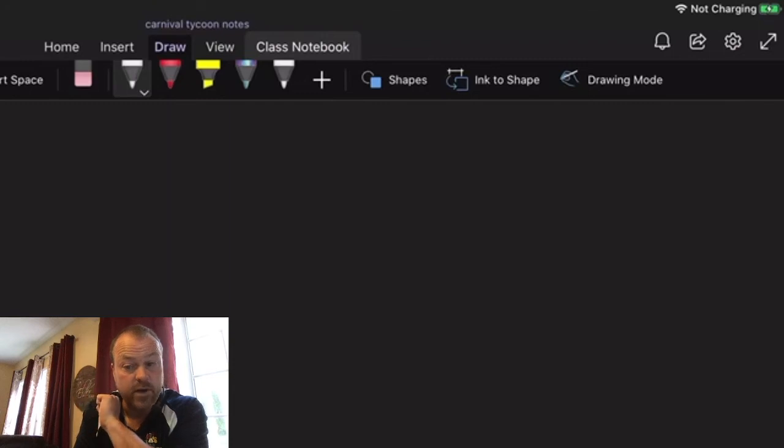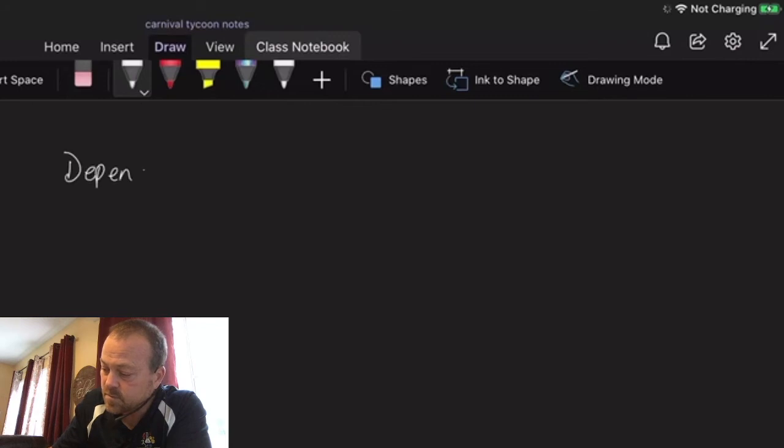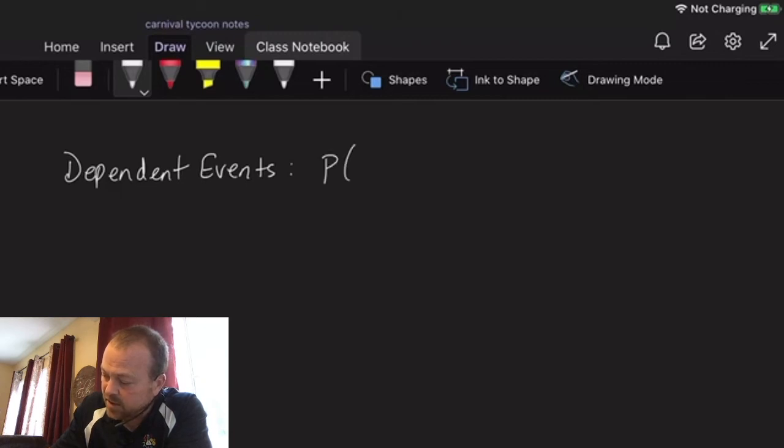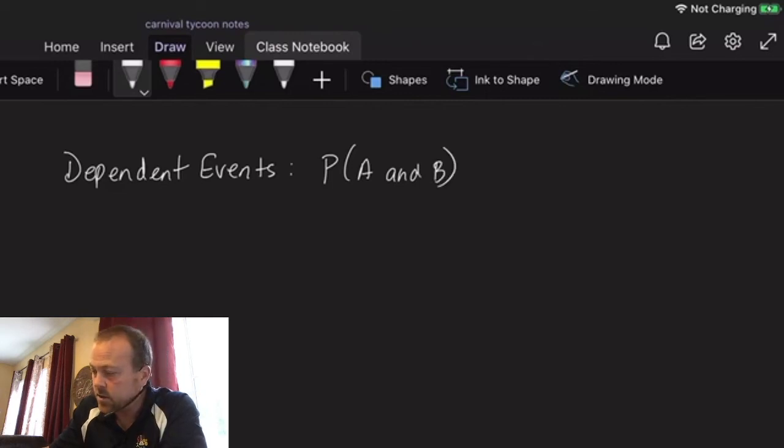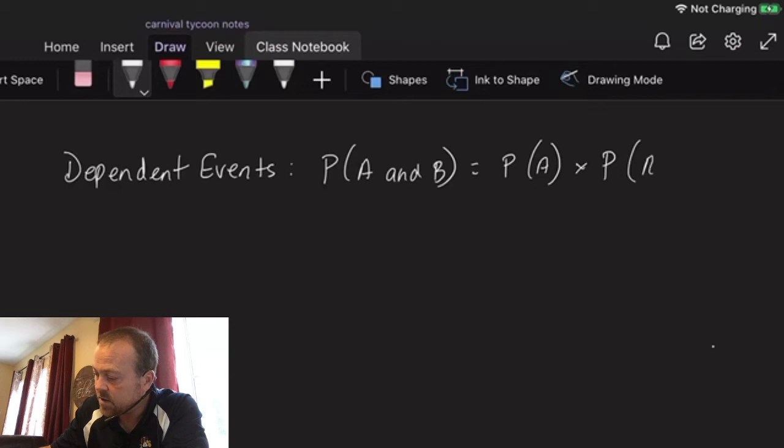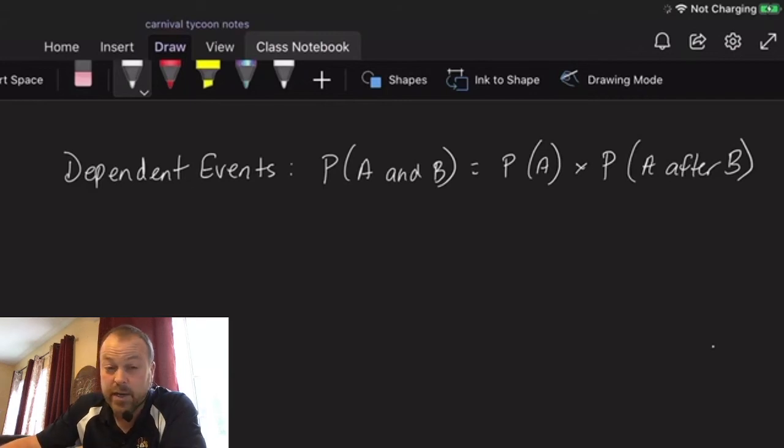It's a little bit different than the formula for independent events. So for dependent events, to solve for the probability of A and B happening, you have to take the probability of A and multiply it times the probability of B after A.